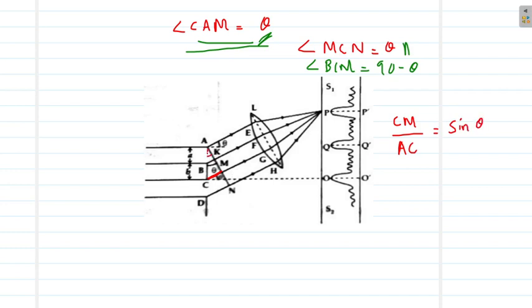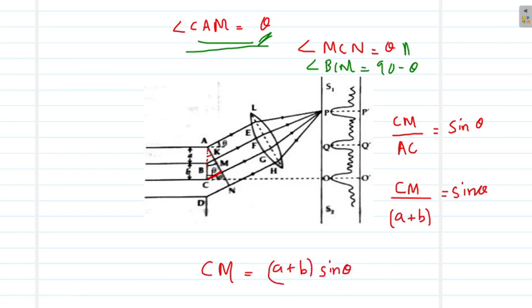This angle is theta. So sine theta is equal to the opposite side CM divided by the hypotenuse, which is AC. Now AC is the length A plus B, right? So CM divided by A plus B is equal to sine theta, or I can write CM equal to A plus B times sine theta. Now what is CM? CM is the path difference between ray 1 and 2. Now we have the path difference equation. So in our usual notation, delta is equal to A plus B into sine theta.